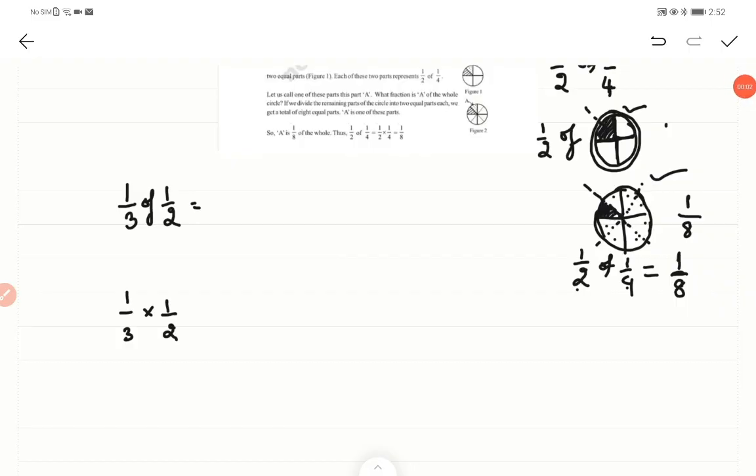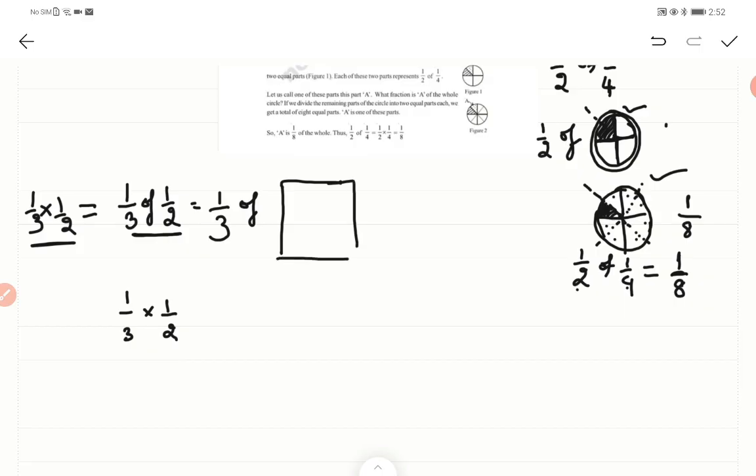Let us take multiplication of 1 by 3 and 1 by 2, both the fractions. I can write this as 1 by 3 of 1 by 2. Let me take a square. So 1 by 2 I will represent in this box as 2 parts, isn't it? So one part is shaded, isn't it? So this part is shaded now.